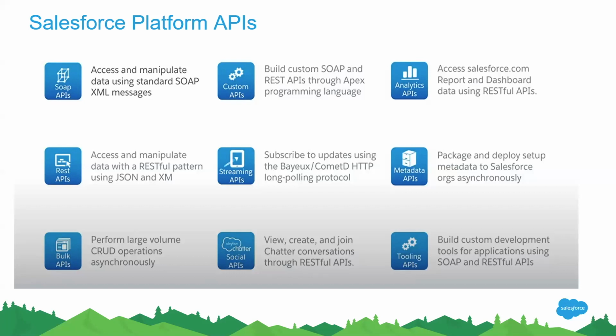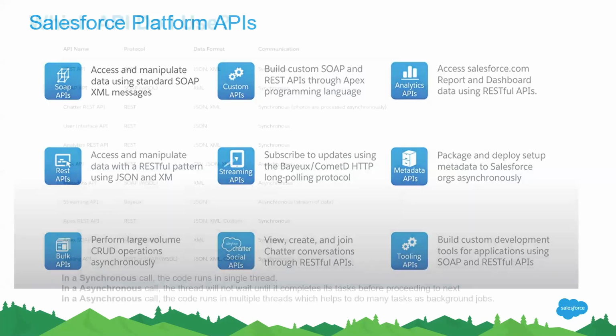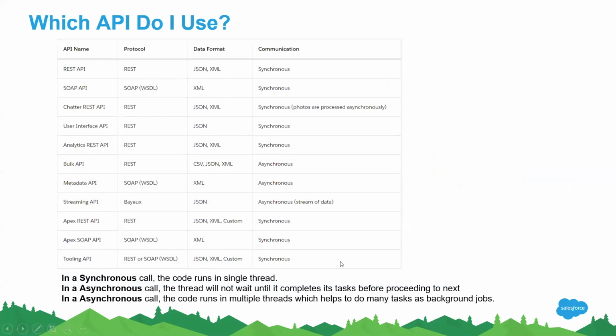And there are some other things like analytics API, tooling API. These are the different platform APIs that Salesforce uses. Some of these we are going to look into in more detail in the upcoming screens. So I wanted to talk about what are the different APIs, as you see here.